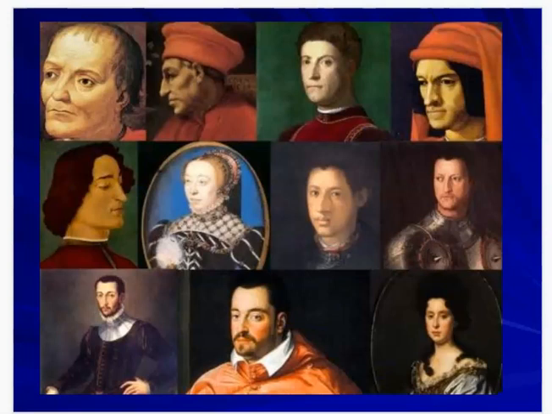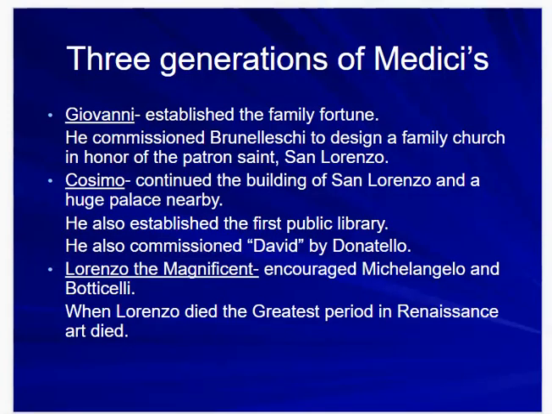Okay. These are portraits that were made by different artists of the Medicis. So you can see the family. The generations consisted of Giovanni. He established the family fortune. And he, of course, was commissioned by Brunelleschi to design a family church in honor of the patron saint, San Lorenzo. So he established it all, had his own family church, and the continuation of the family name. Then we have Cosimo. He continued to build onto the church as well.